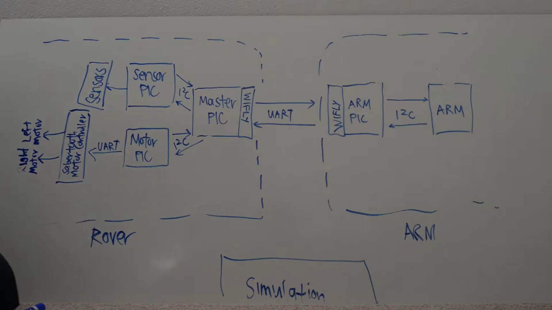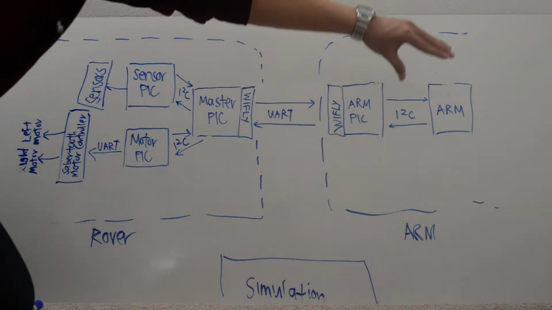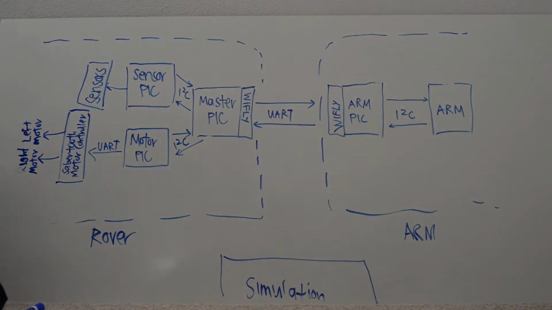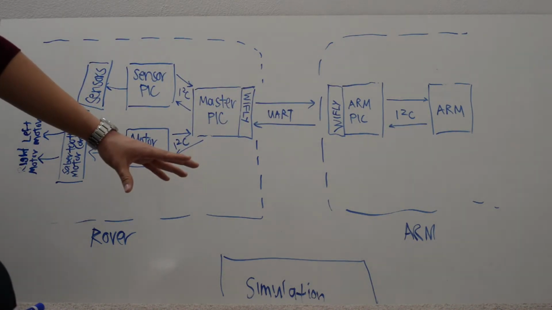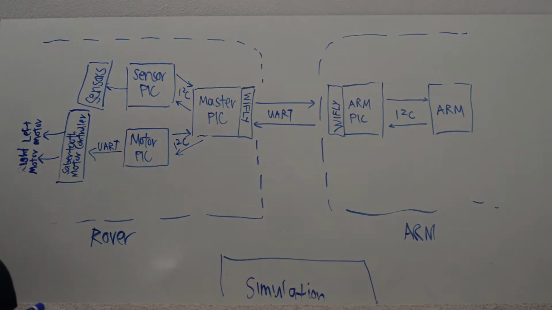Bottom line though, the sensor data is sent from the sensors all the way to the arm, which sends motor commands all the way back across the system to the left and right motors. And then simulation can emulate both systems, the rover and then the arm, which helped us debug throughout this semester.